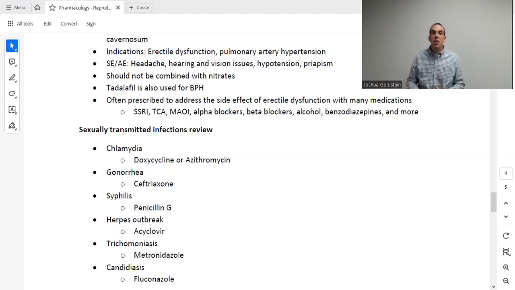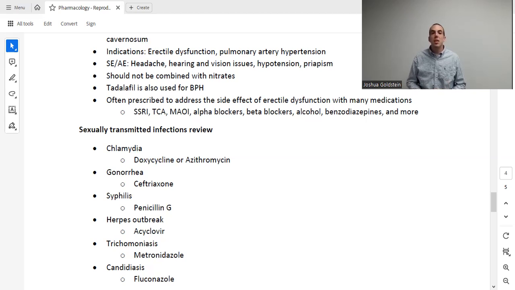Please note that all of these drugs for ED are often prescribed along with many other medications. We talked about two of them earlier in this lecture, the alpha blockers and the 5-alpha reductase inhibitors, but there's a whole bunch that we've already covered throughout this playlist. We talked about SSRIs, TCAs, MAOIs, all of those cause ED. Alcohol causes ED, benzos, and so many more. Very often, if the patient needs to be on that medication, we'll still give them that medication. We'll just also give them a prescription for sildenafil or another one of these in order to address the side effect if a patient's experiencing it.